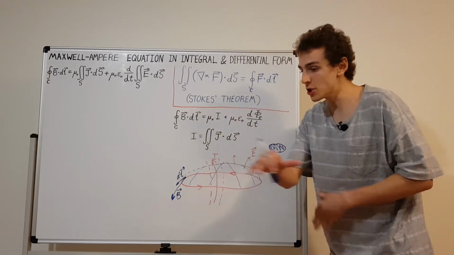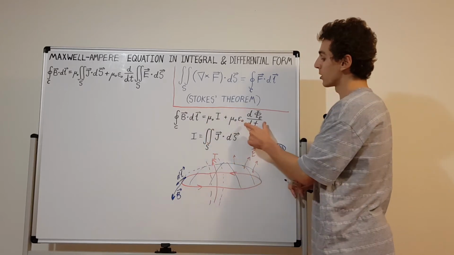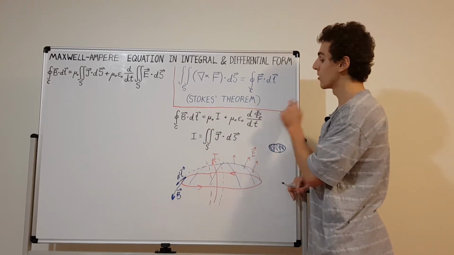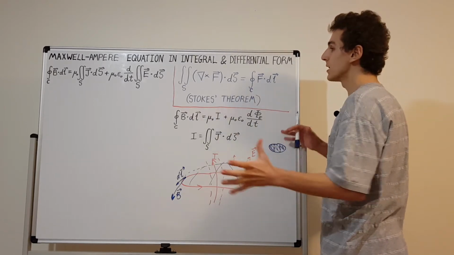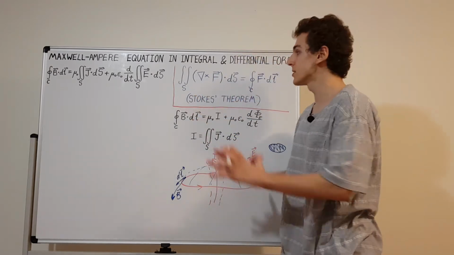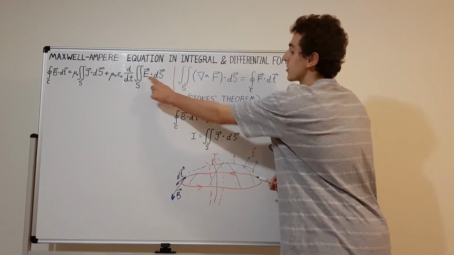So a circulation of the magnetic field can either come about through current or through a change with respect to time of the electric flux. And the electric flux is this surface integral over here. Right? The flux through a surface is just going to be the dot product of this electric field vector.